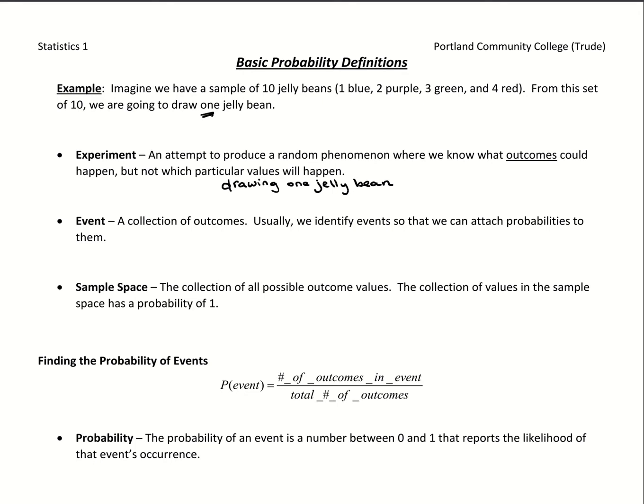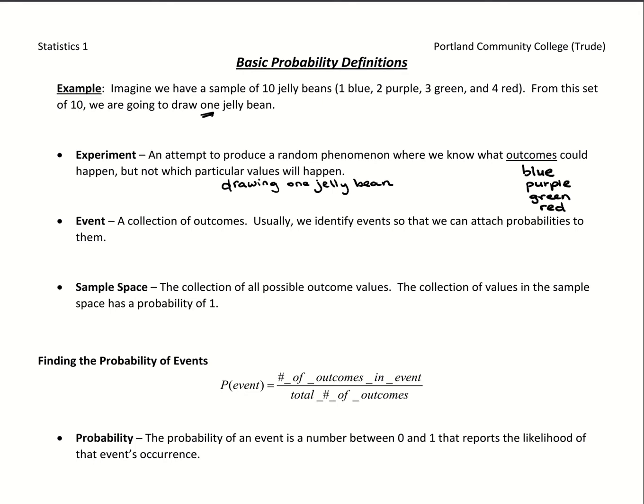The outcomes that could occur here, we could either see blue, purple, green, or red. So those are our possible outcomes, but then each has a different probability assigned to it based on how many of that color are in the bag.